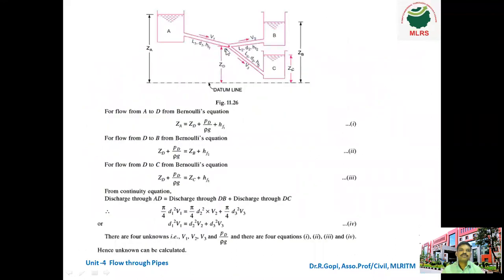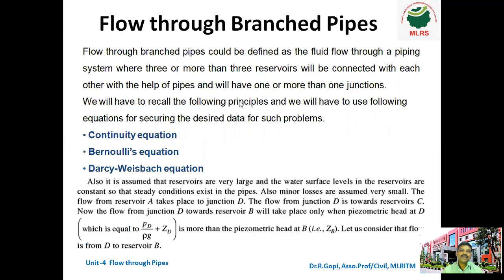So here you can see point D is lower than point B. That means tank B, so flow will not take place from D to B. So flow will take place from B to D. So when will flow take place from D to B? When the piezometric head at point D is more than the piezometric head of point B. For that only they are discussing here.